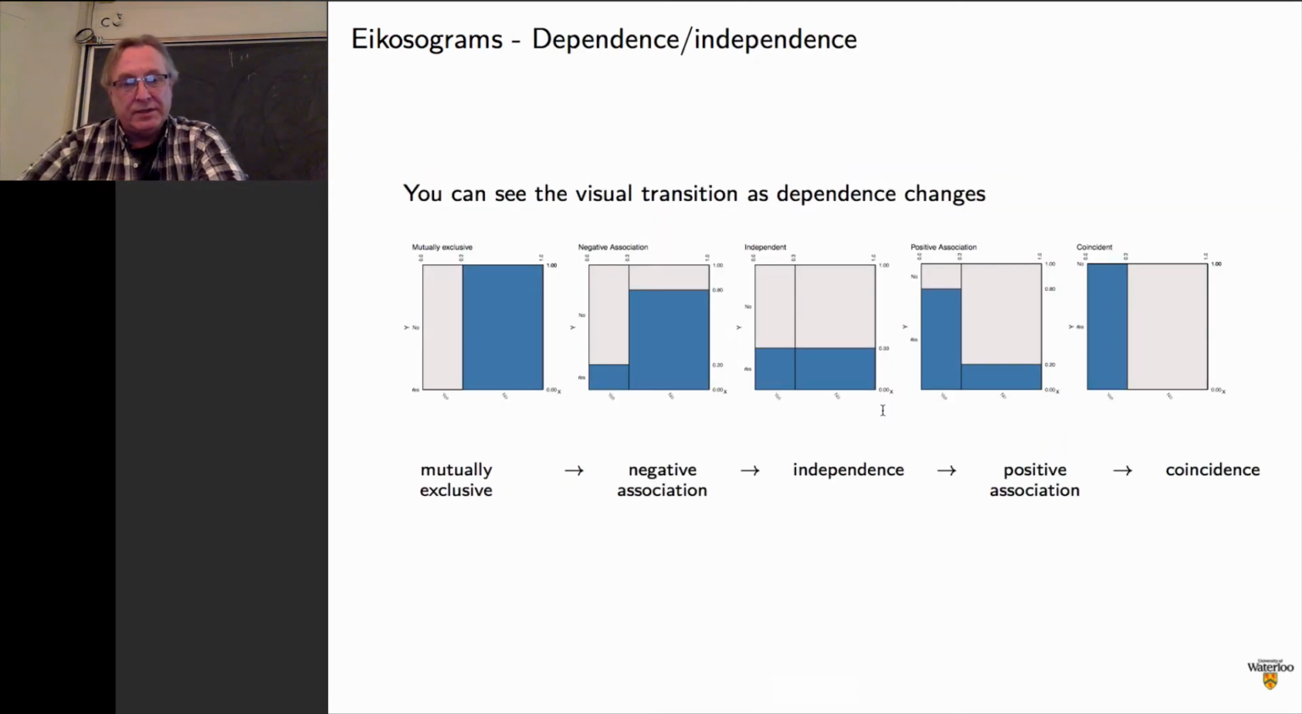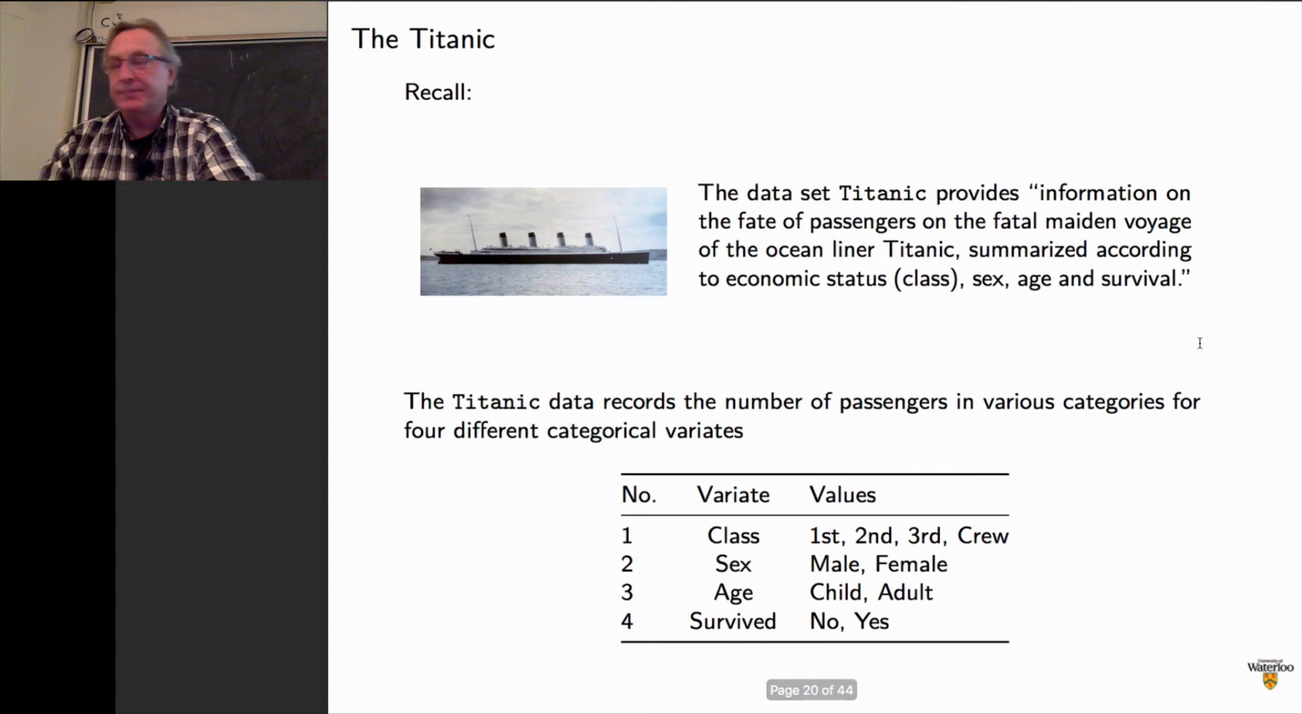And you can see this transition from these complementary events over here, mutually exclusive events on the left, to a negative association, to independence, to a positive association, to coincident events. So all of those ideas that you saw in 230 just map very trivially to an Eikosogram with a pair of events. Any questions? So there's a lot you can reason about with these things.